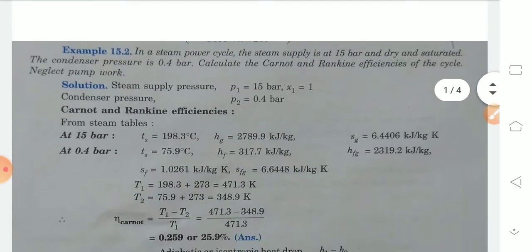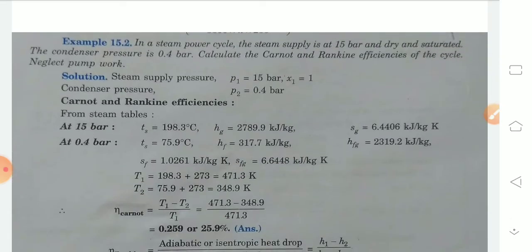So you can write here Hg is equal to 2789.9 kilojoule per kg, and Sg, that means the entropy of this point, is 6.4406 kilojoule per kg Kelvin.